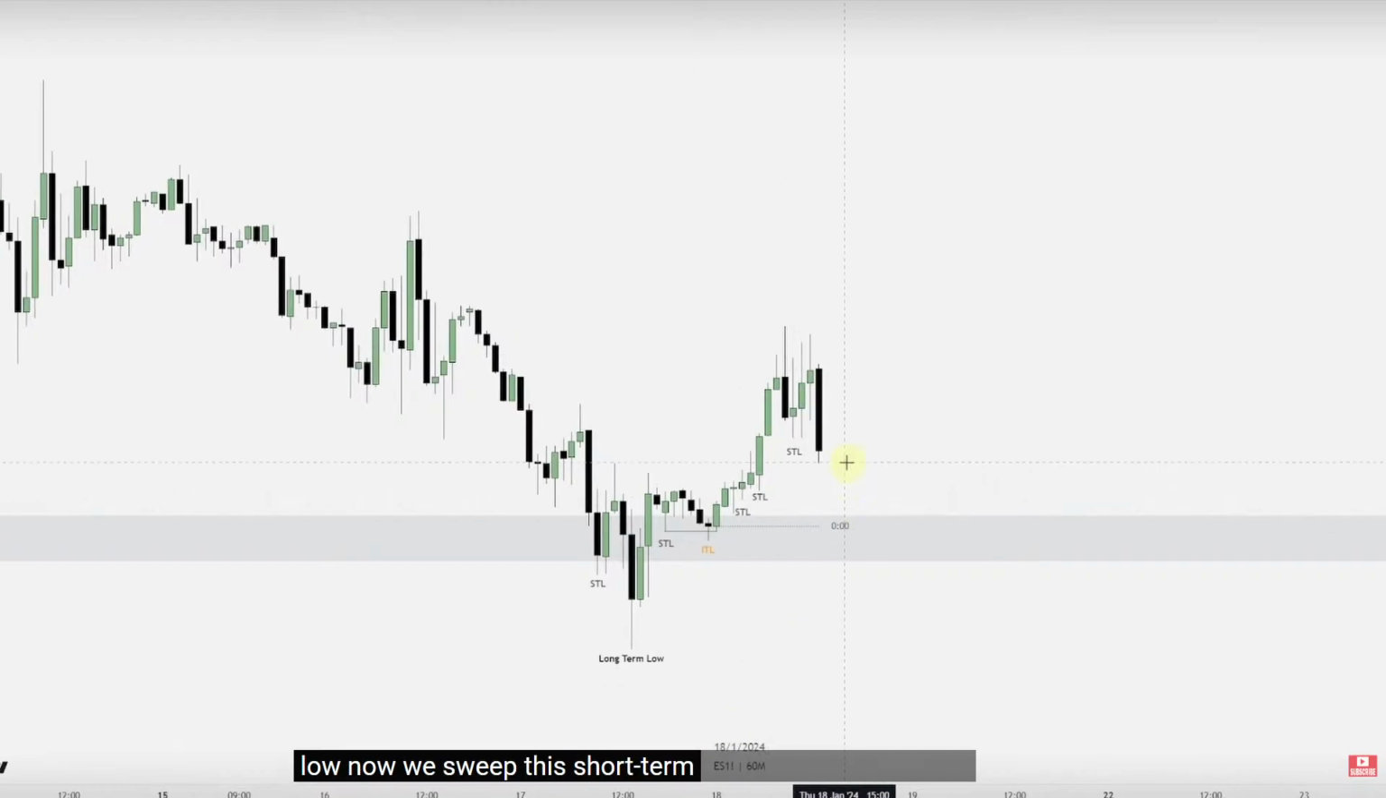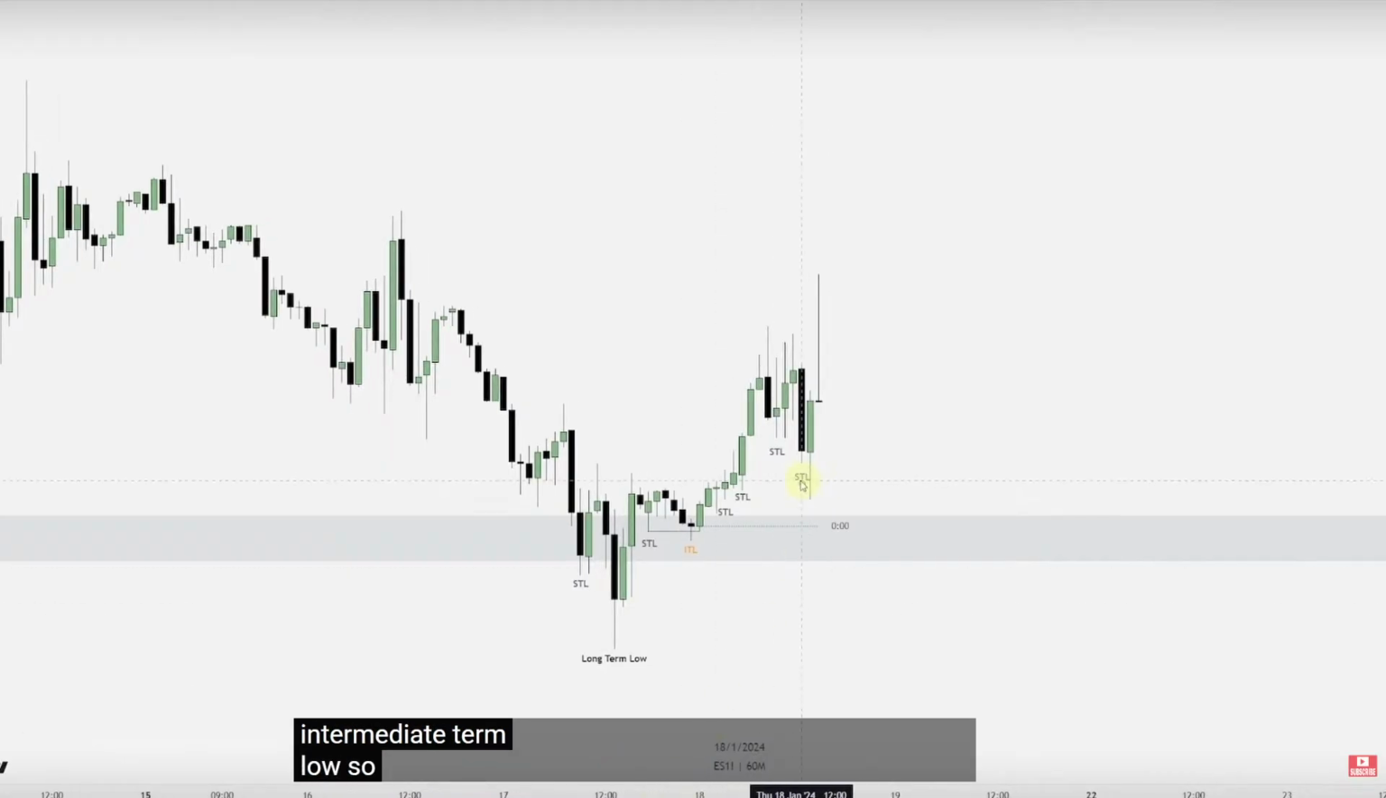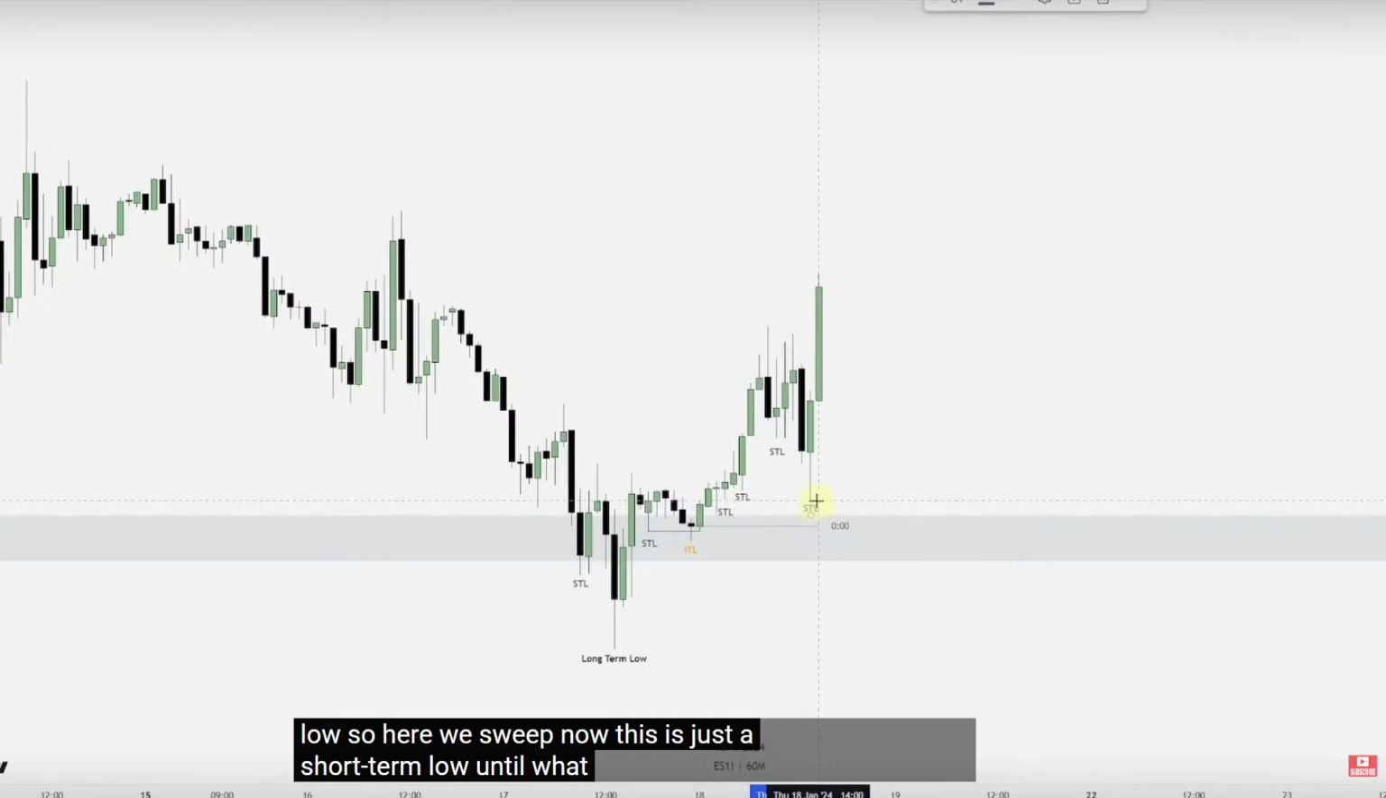Now we sweep this short-term low. So let's see if we're going to form an intermediate term low. So here we sweep. Now this is just a short-term low until what? Until we form another short-term low on the right side.